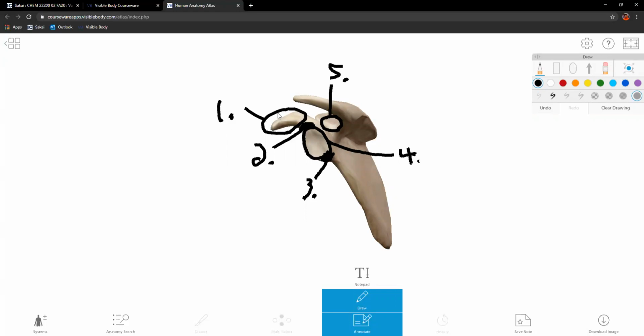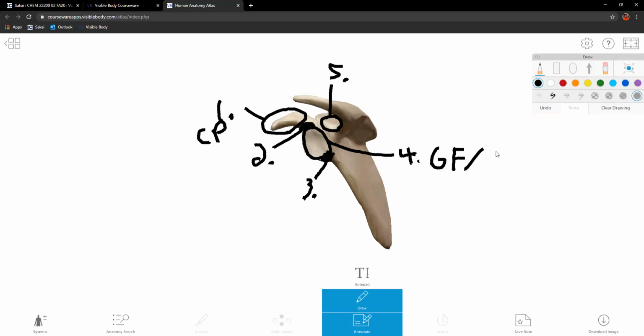All right, so number 1, if this guy right here is our acromion process, the one next to it is going to be our coracoid process. Coracoid process. Number 2, well, actually, let's start with number 4. So number 4 is going to be our glenoid cavity or glenoid fossa. So GF for glenoid fossa.